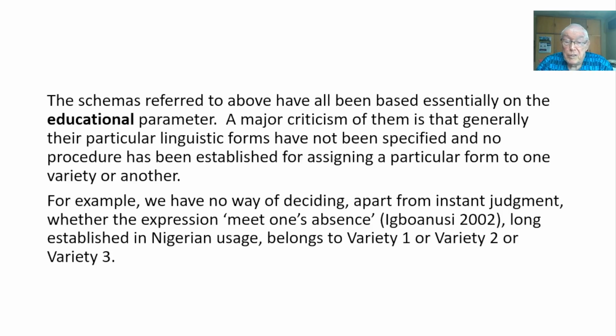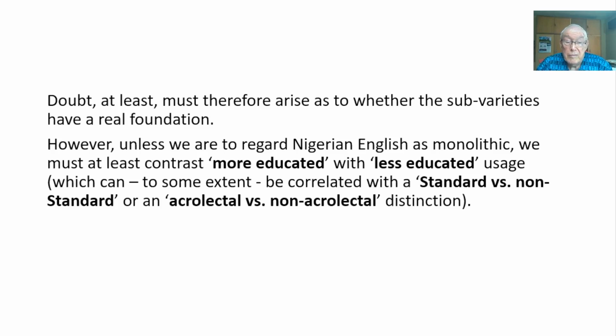The schemas referred to above have all been based essentially on the educational parameter. A major criticism of them is that generally their particular linguistic forms have not been specified, and no procedure has been established for assigning a particular form to one variety or another. For example, we have no way of deciding, apart from instant judgment, whether the expression "meet one's absence," long established in Nigerian usage and listed in the Dictionary of Ibuanusi 2002, belongs to variety 1 or variety 2 or variety 3. Doubt, at least, must therefore arise as to whether the sub-varieties have a real foundation.